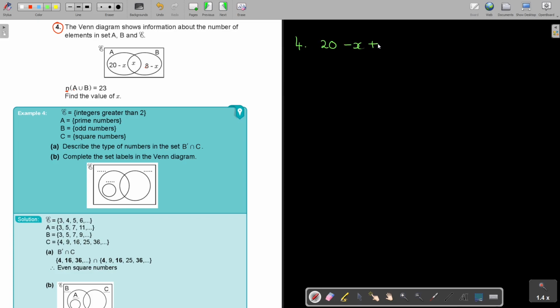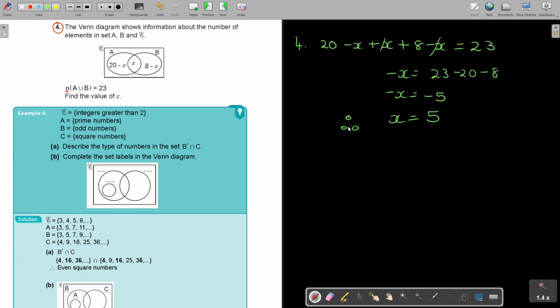If I just add everything, all those expressions, I will get 23. Okay, so basically just negative x, and that is going to be 23 minus 20 minus 8, and don't be afraid of the negative, it will cancel out. So that is going to give me negative x equals negative 5, and divide by negative 1, and it's going to be 5. Okay, so find the value of x, so therefore x is equal to 5. That was actually a very nice one.